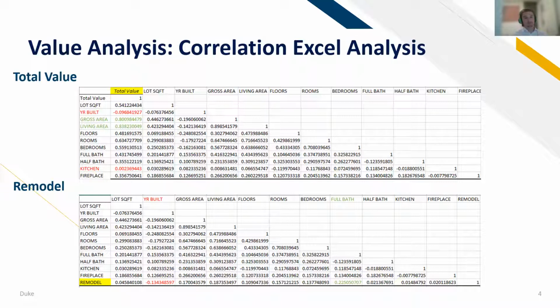And this can be brought up later as well. And then on the remodel section, you can see that the full bath and the year built are the two total outliers. Therefore, they have the most strain on this reasoning.